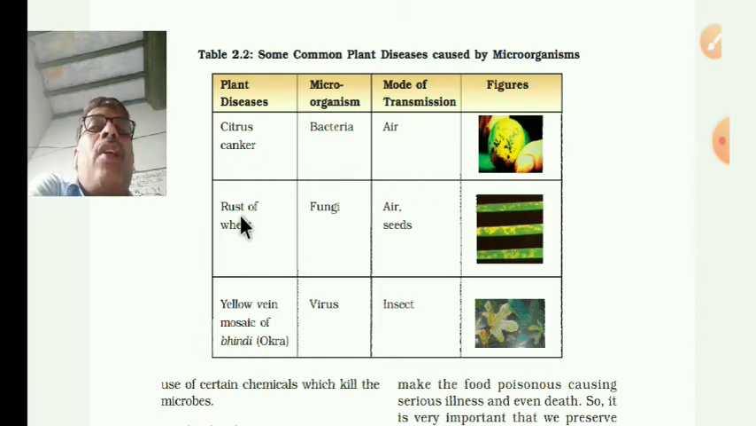Next, rust of wheat. This is also a very important one. It is a fungal disease that affects the stems, leaves, and grains of the wheat. Look here, like this. You will see these diseases on the surfaces. The microorganism is a fungus, and the mode of transmission is air and seeds.